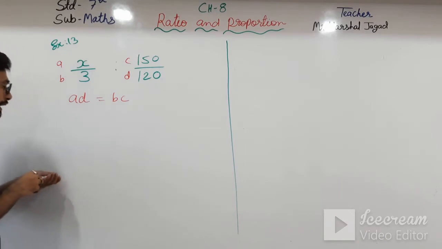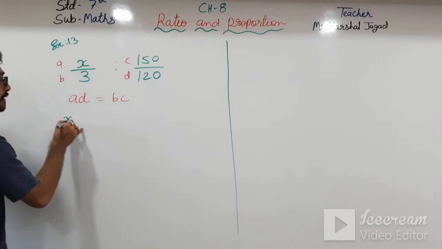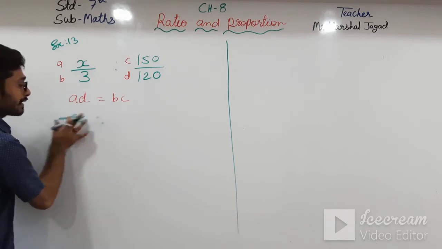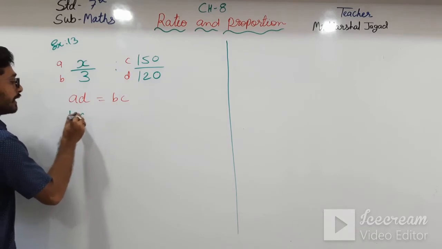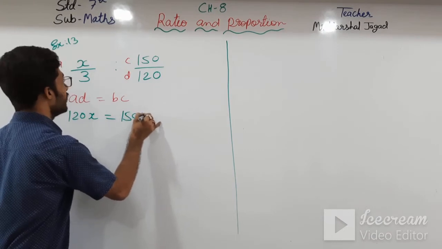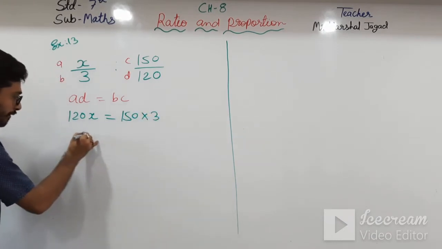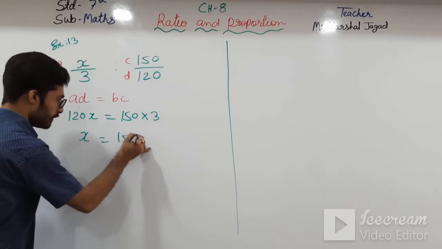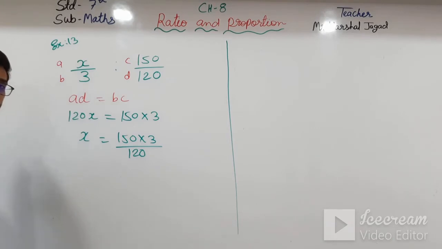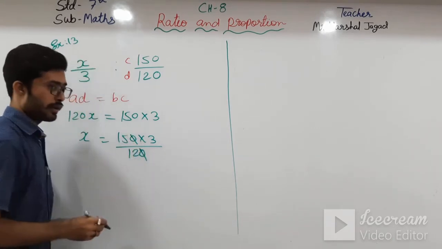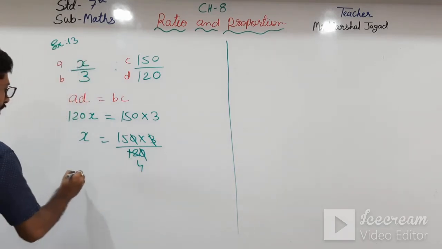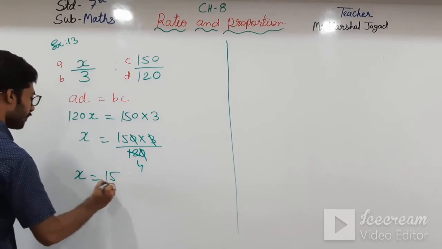Okay students, now putting the values one by one. Here A value is x and D value is 120. So I can write 120x is equal to BC, that is 150 into 3. So I can write x is equal to 150 into 3 over 120. Here 0 0 cut. 3 4s are 12. Then x we got is 15 by 4.